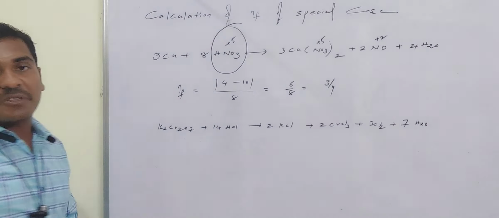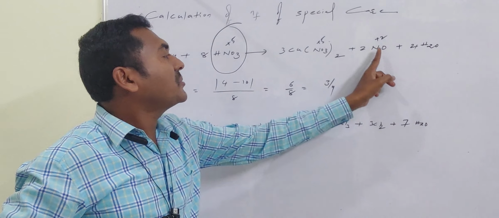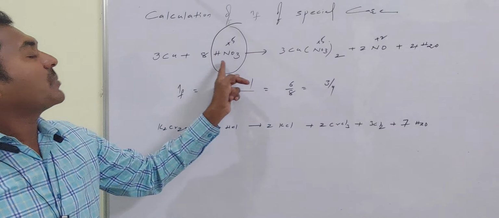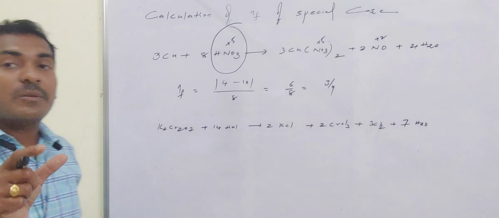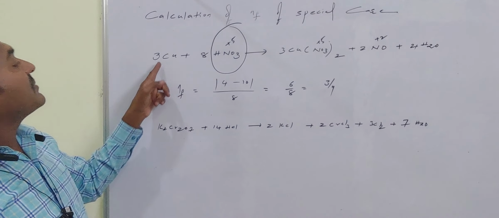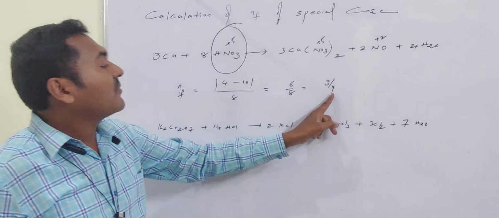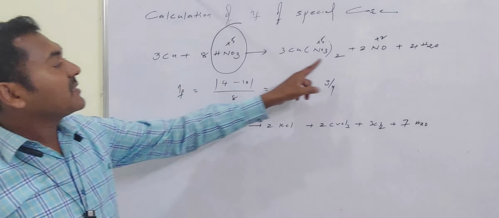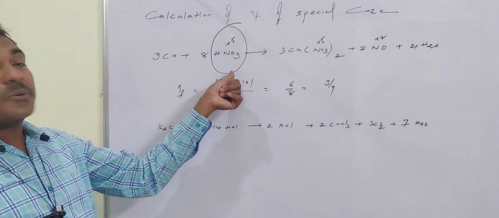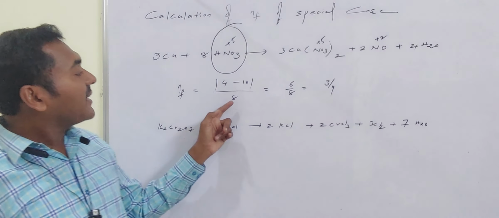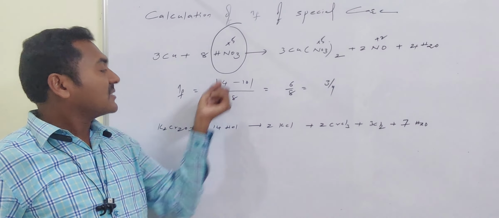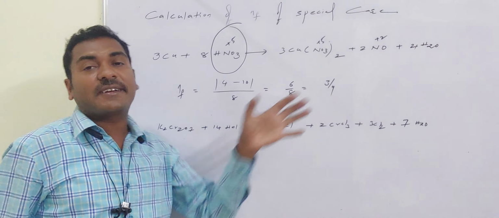If you want to calculate for this NO, the +2 state comes from the +5. For NO only, the N factor will be equal to 3. But this is with respect to the HNO3. For this 6 there is no change, but you have to take those 6 into account. For the net 8, the change in oxidation number is 6. For one molecule, 6 by 8 reaches as what?